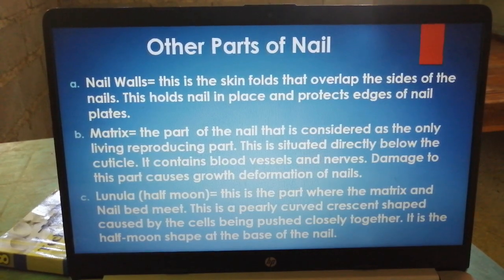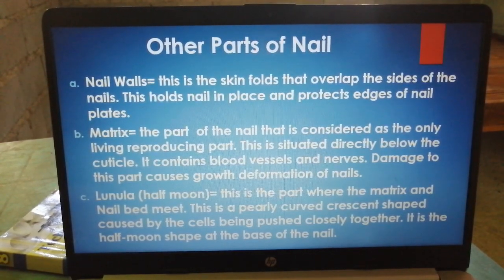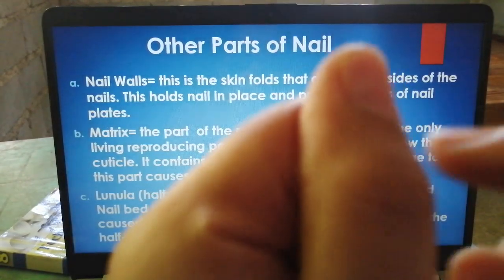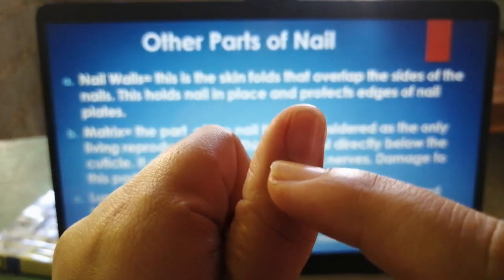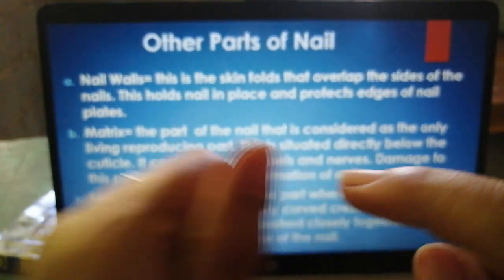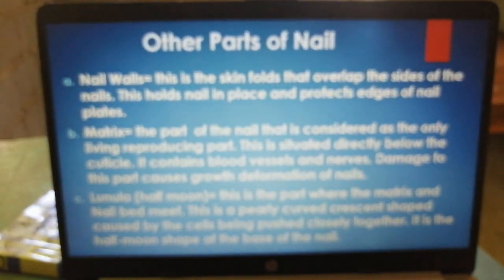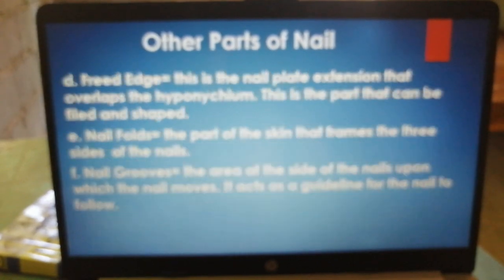So the third one is lunula. Ito, ang lunula yung parang white dito na may half moon sa dulo. Tawag doon is lunula. Lunula is part of where the matrix and nail bed meet. This is a freely curved crescent shape caused by the cells being pushed closely together. It is the half moon shape at the base of the nail.